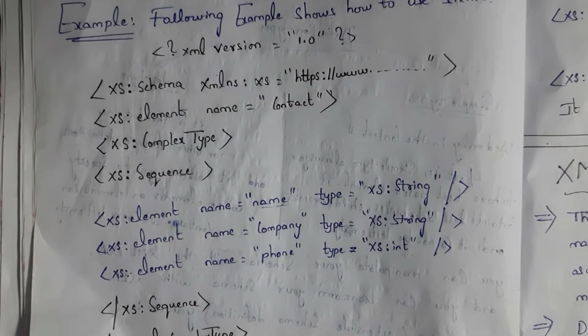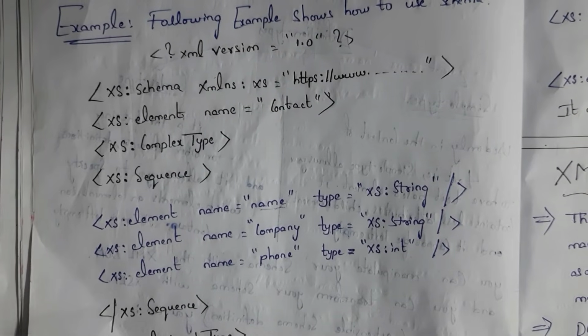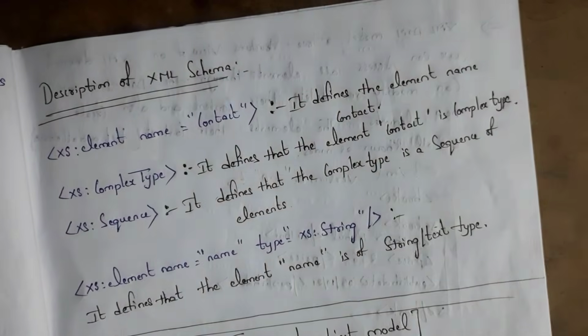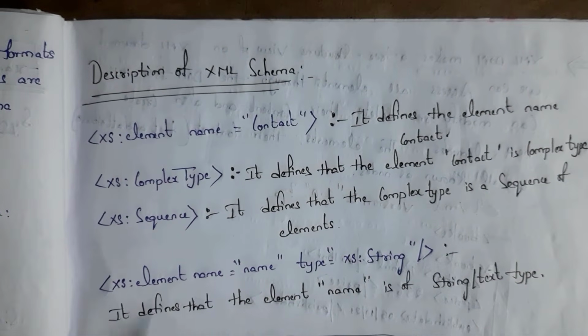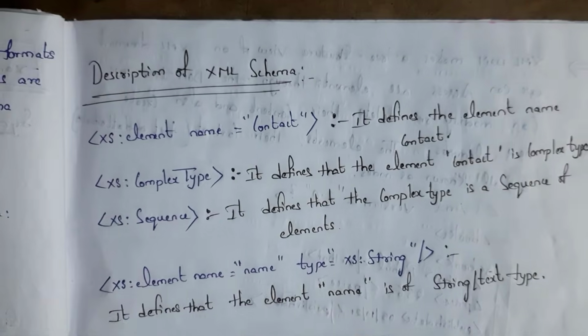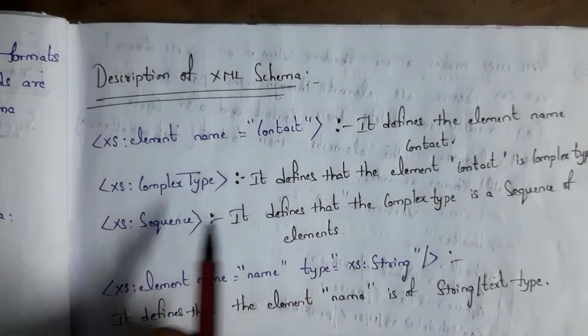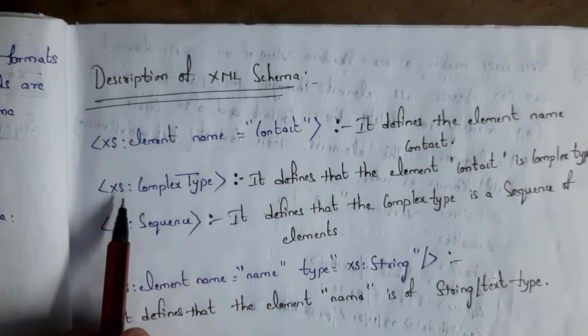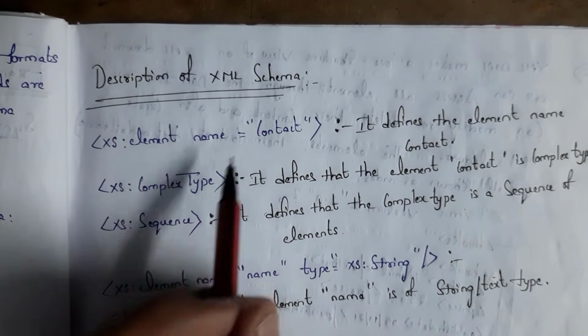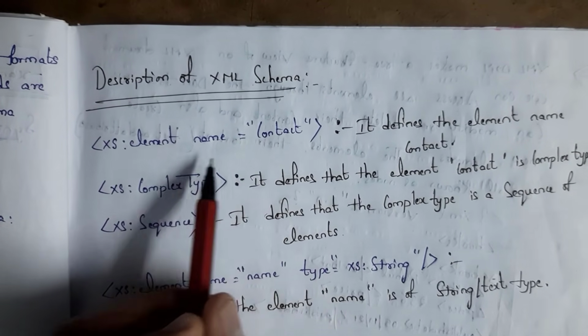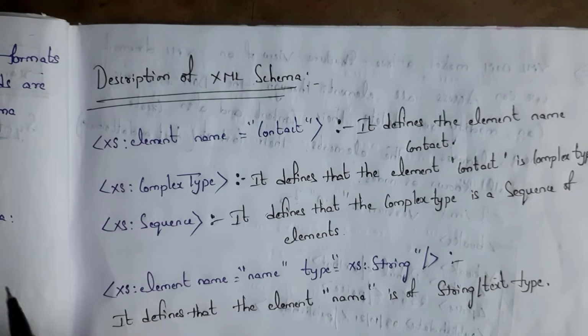After writing this entire program, you need to write a description of these 4 tags. This is the description of these 4 tags. xs:element name equal to contact. The meaning of this tag is we are giving the element name as contact. And the next one is xs:complexType. The meaning of this tag is whatever the element name, that is contact, is of complex type.